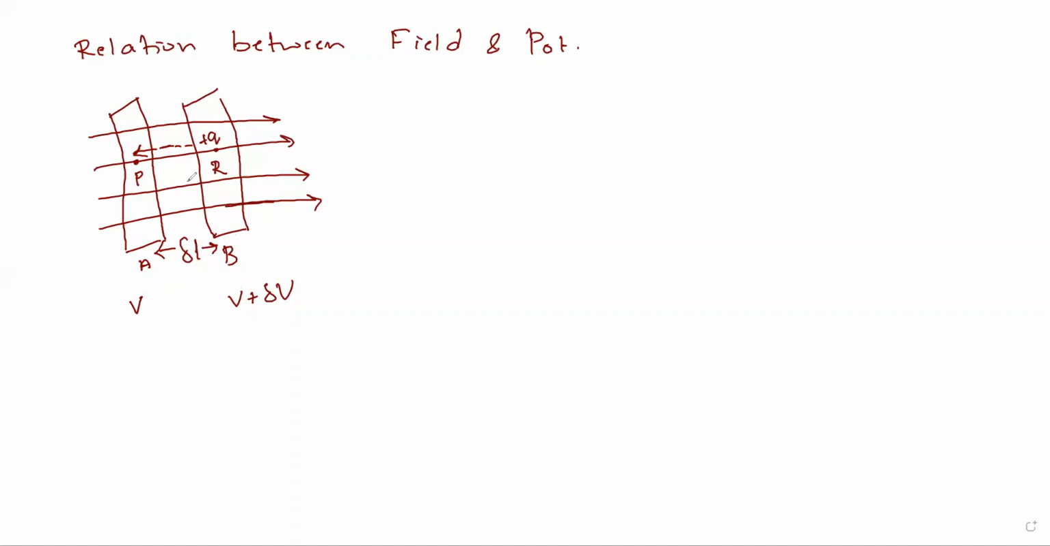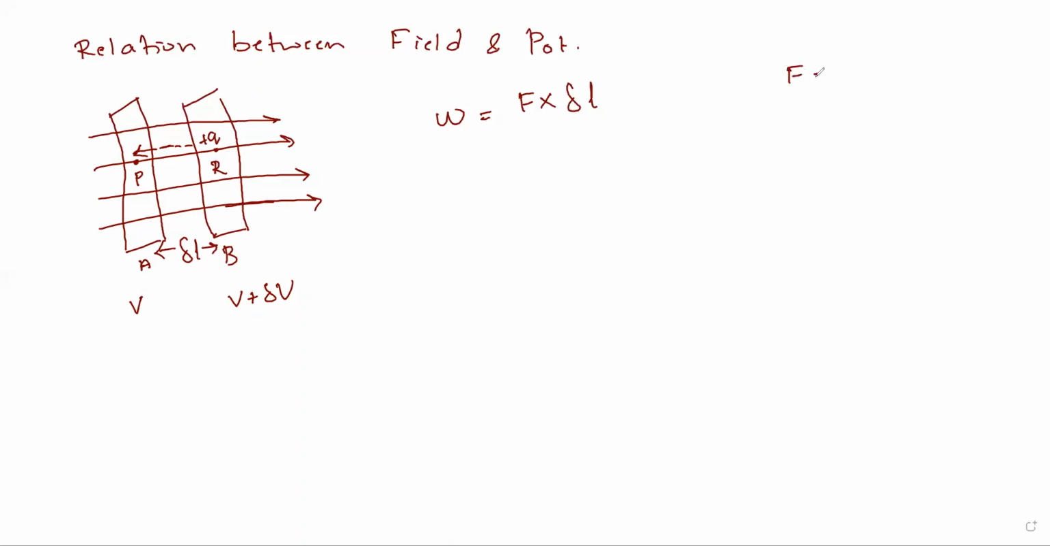We have to do some work. What work is that? We have to move this charge Q from point R to point P against the direction, that is in the opposite direction of the electric field. So now let us consider the potential of A as V and the potential of B as V plus delta V. Now work done in moving the unit positive charge from point R to point P will be given as W. W is nothing but the work done. Work done is F into delta L.